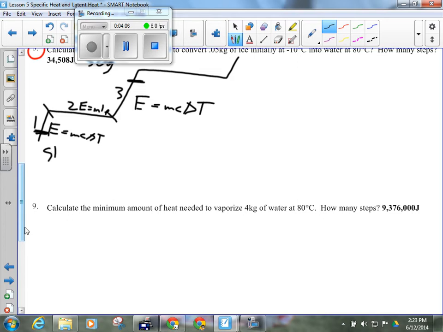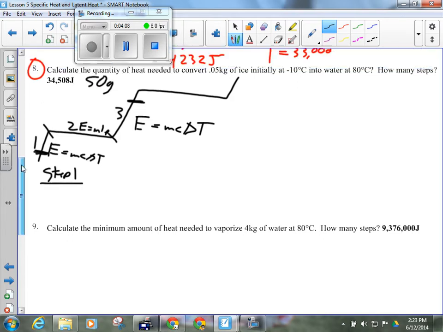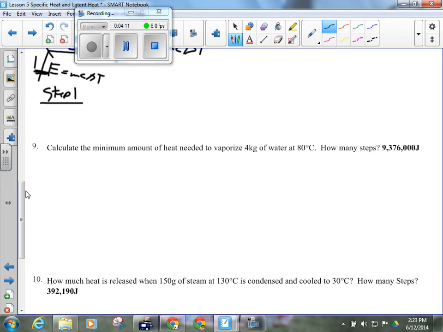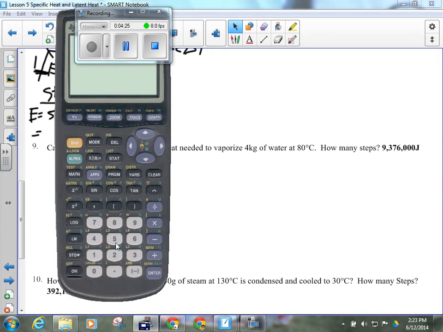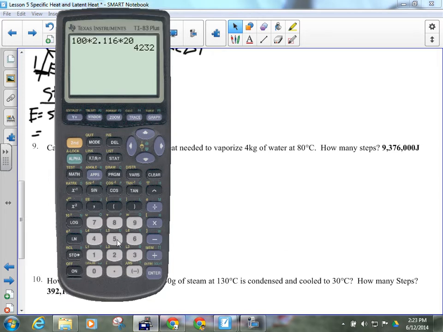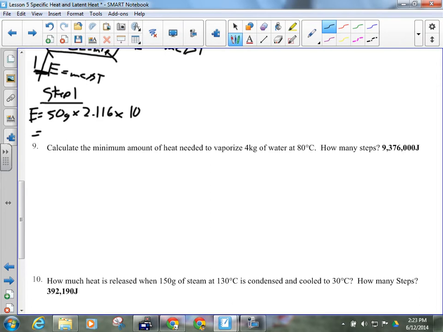So for step 1, I'm heating from minus 10. So my E equals MC delta T is going to be 50 grams times the specific heat capacity of ice, 2.116, times 10 degrees Celsius. So we're looking at 1,058 joules. Now I've got ice at 0 degrees Celsius. If I keep heating up ice at 0, it's going to melt.